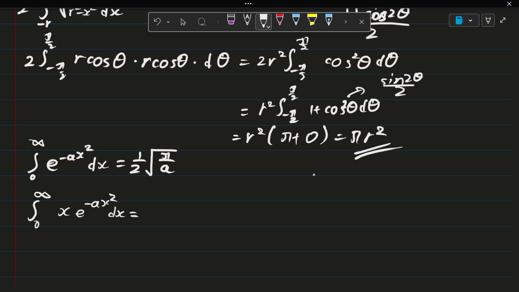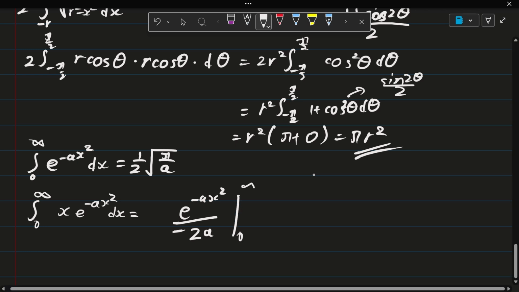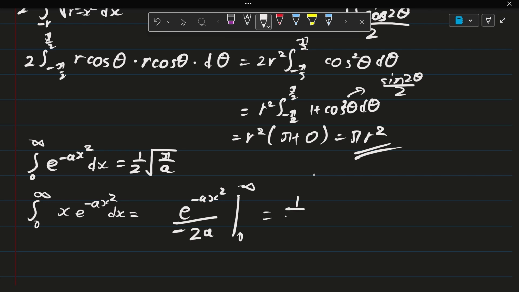So we could just straight away guess. I mean, you could also use substitution, but guessing this is pretty easy. So we could just assume e to the power of negative a x squared. Take the derivative, it will be the 2x. But that means that we need to divide it by 2a, and I think the rest should follow. So it's negative 2a, so it should be the negative of this value. Integrate that from 0 to infinity. So putting the values in, what you would get here is 1 over 2a.